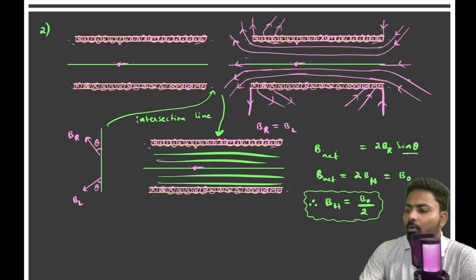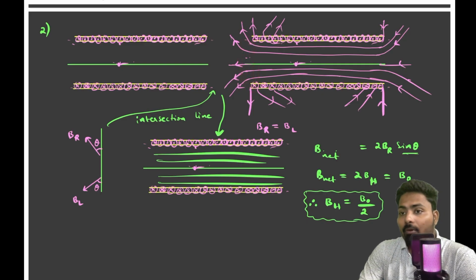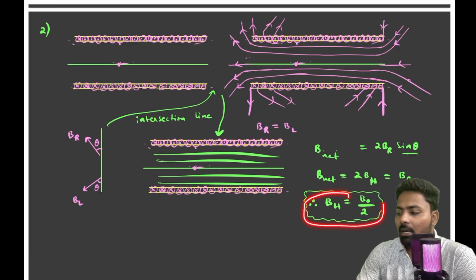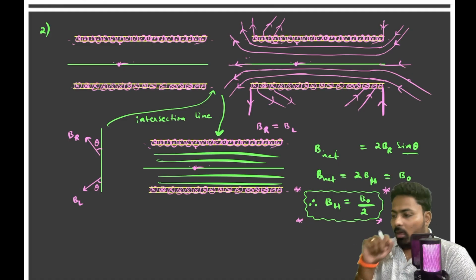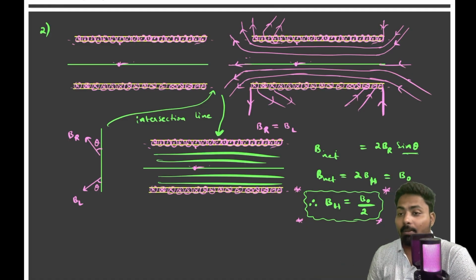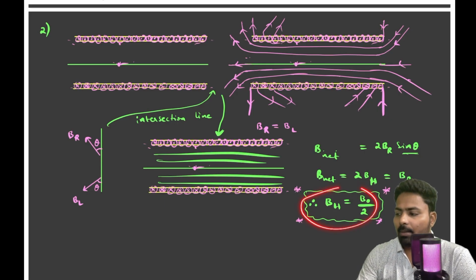So here, non-uniform field lines will be there. That's pretty much clear for us. But for that non-uniform magnetic field, you need to understand that this is very, very important: the horizontal component of the magnetic field lines that are present at the end will remain constant, which is half of whatever field is present inside the uniform solenoid, right? So this is very, very important.